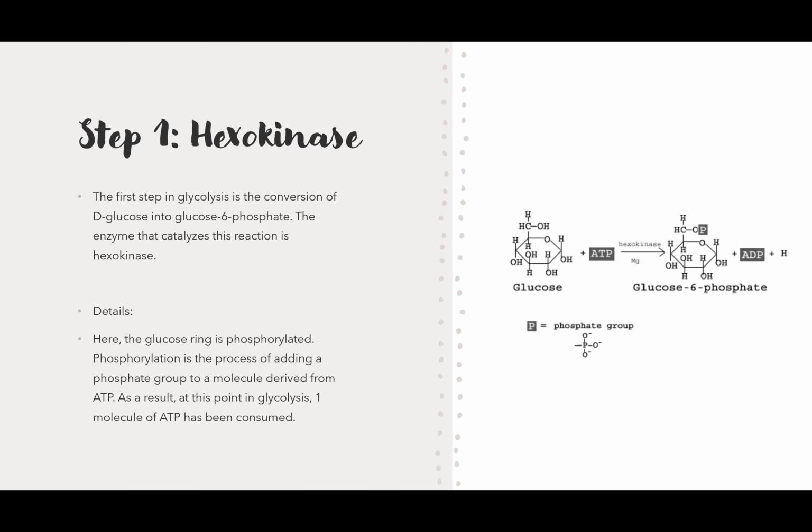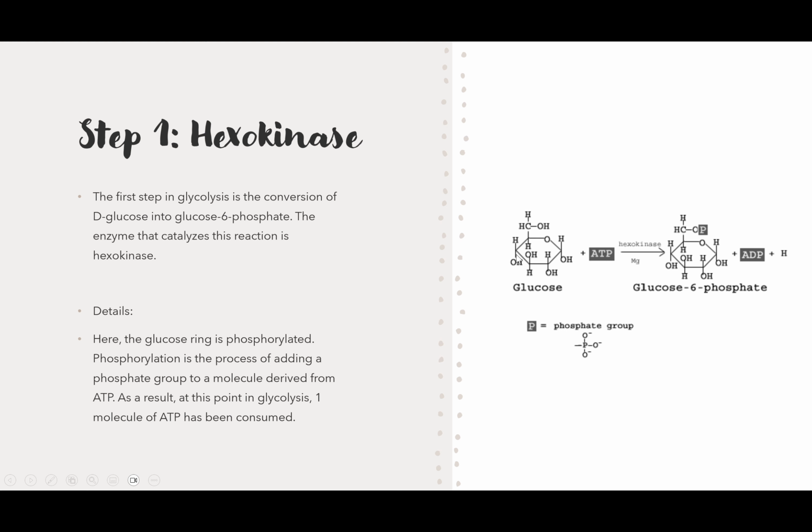Step 1 is hexokinase. The first step of glycolysis is the conversion of D-glucose, the one that our body can use, into glucose 6-phosphate. This reaction is catalyzed by hexokinase. Here the glucose ring is phosphorylated, which means adding a phosphate group to the molecule, and that phosphate comes from an ATP.